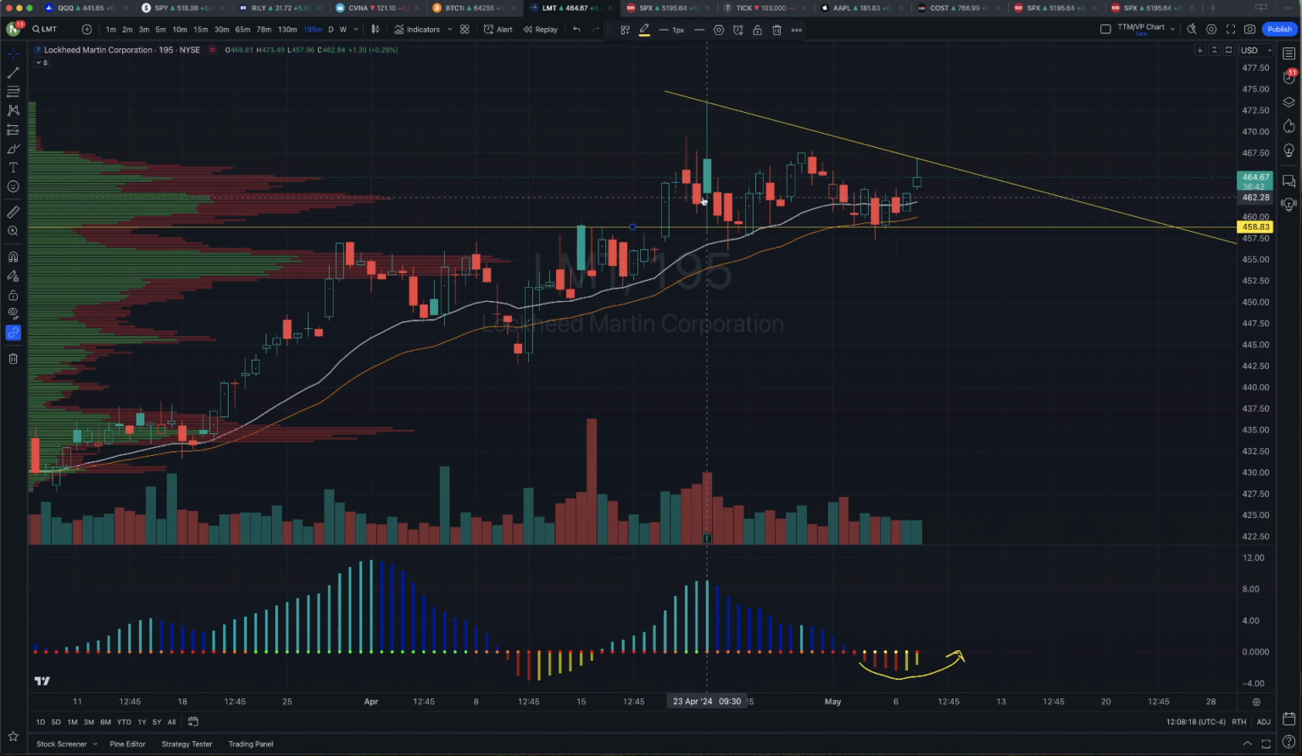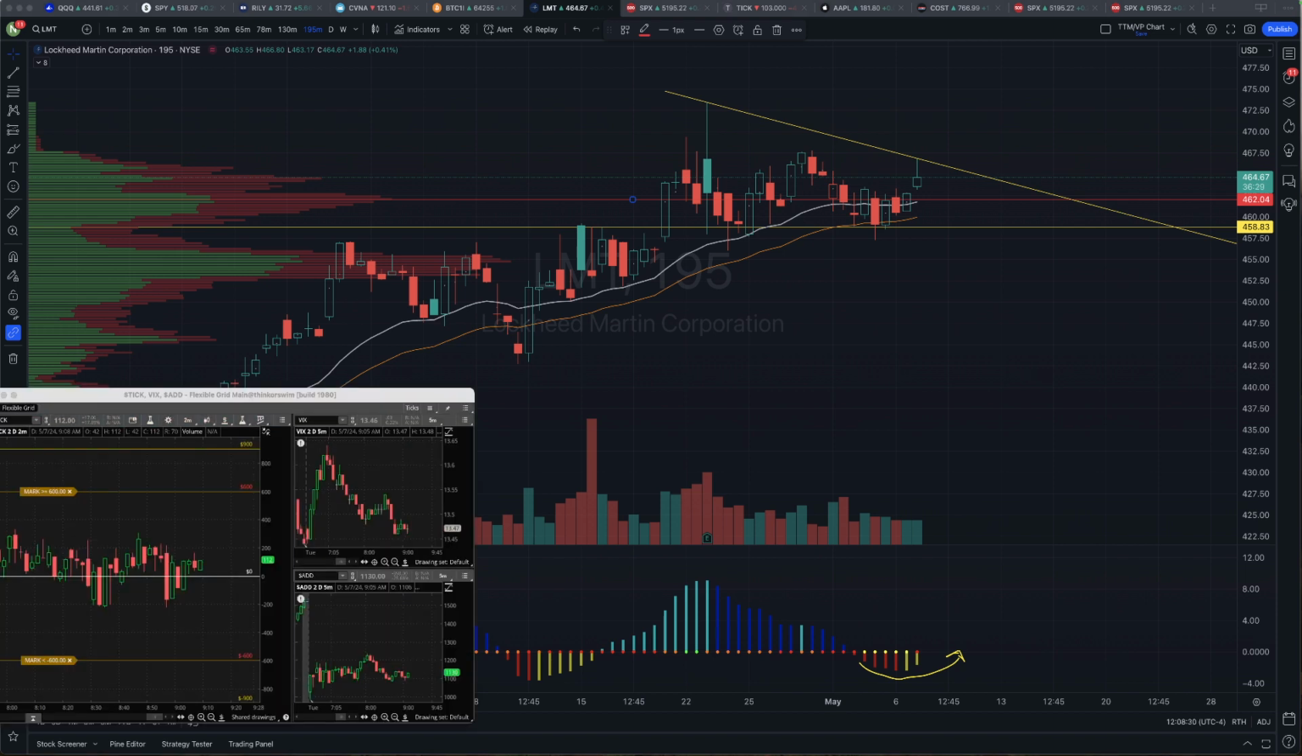Then I'm going to put a line here at point of control. Make that red. That's at 462.04. LMT might be a little on the spendy side. Yeah, options are going to be a bit spendy, but that's okay.